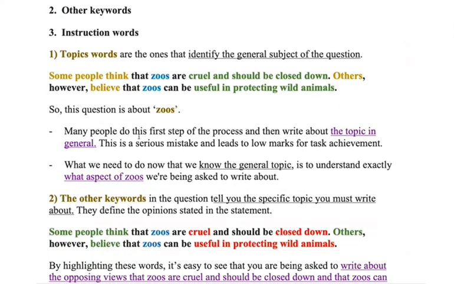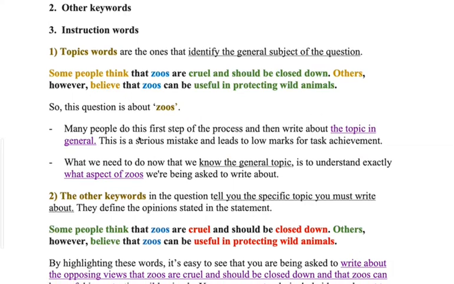Many people do this first step of the process and then write about the topic in general. Don't write a general statement. Be specific, okay? This is a serious mistake and leads to low marks for task achievement. What we need to do now that we know the general topic is to understand exactly what aspect of zoos we are being asked to write about.